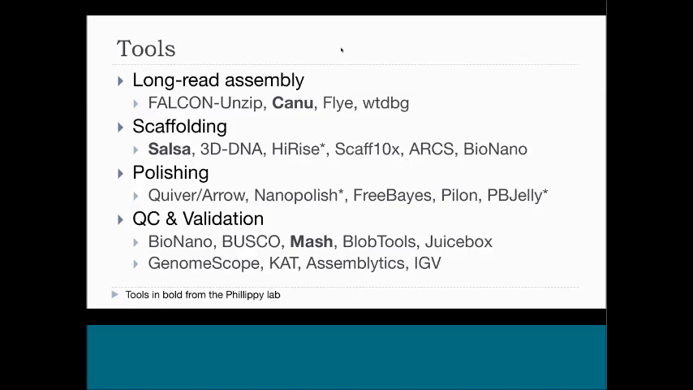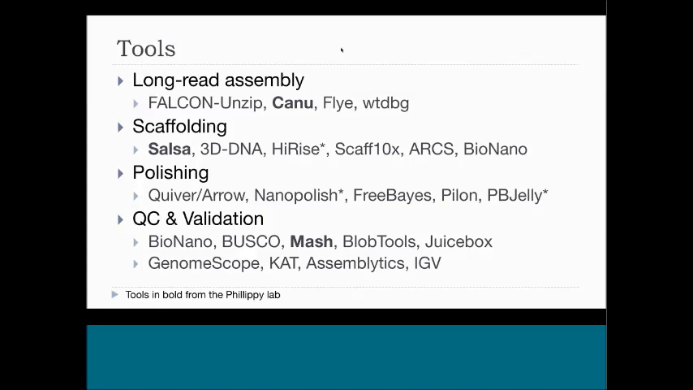So what parameters are you using, or do you find are the most important, if you're trying to optimize your assembly when you're running Canu or perhaps also Falcon and Unzip? Is there a specific parameter set that people should be playing with and trying to work with?